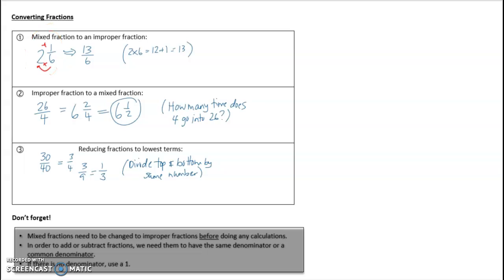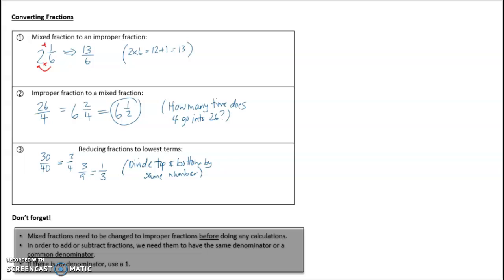Okay, so what you do to change it to an improper fraction is take the denominator 6 and multiply it by 2, which gives us 12. And then we have to add the numerator, which is the plus 1. So 12 plus 1 gives us 13. So that's why we have a 13 on top. And then our denominator was 6, so it stays 6.